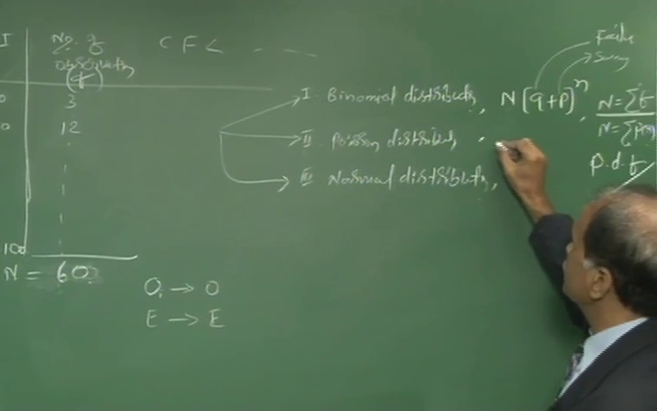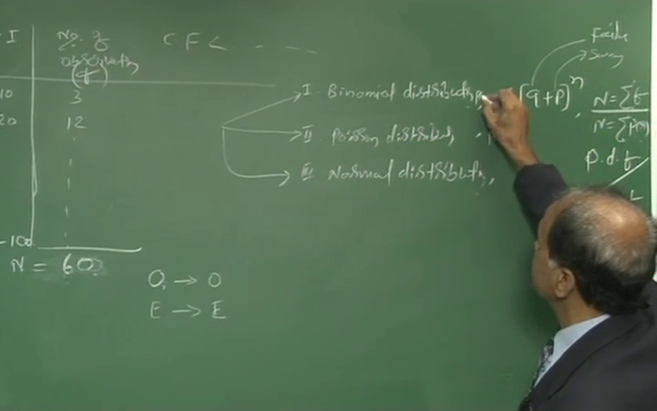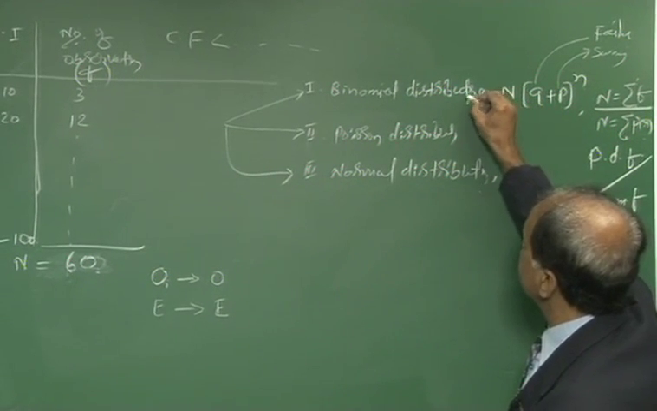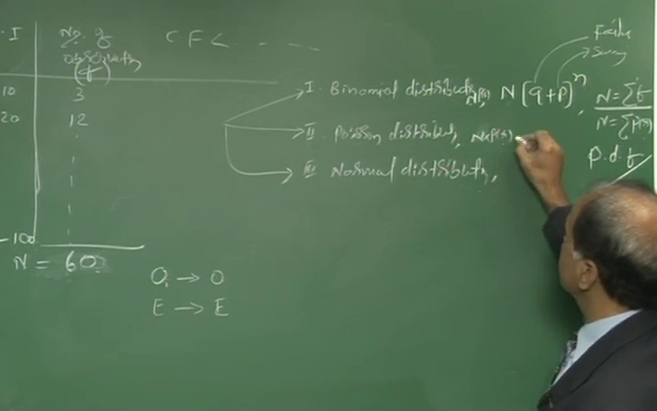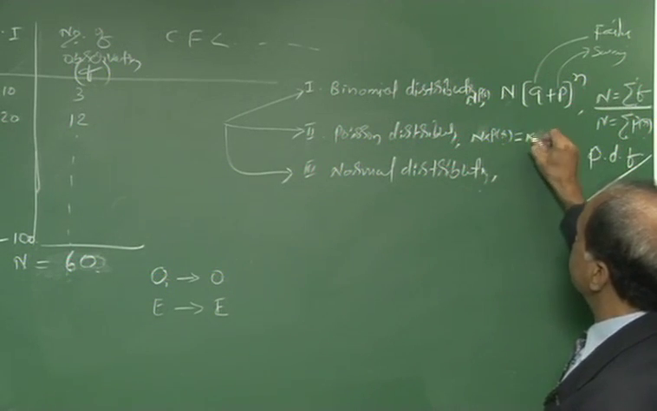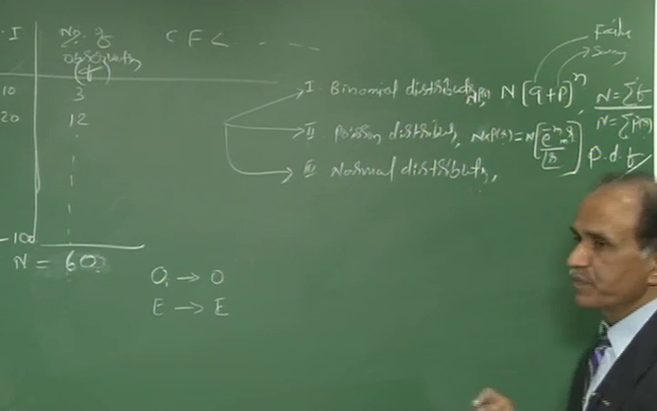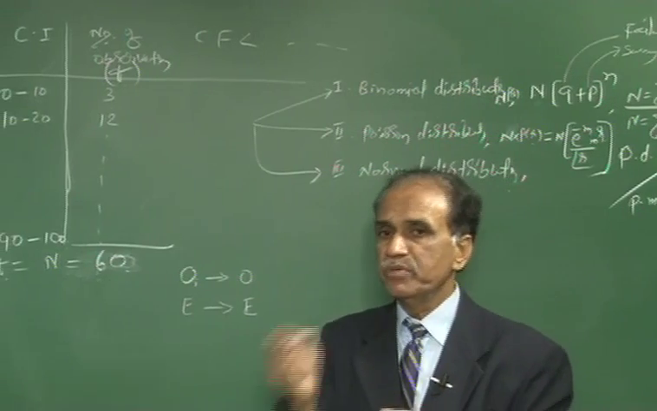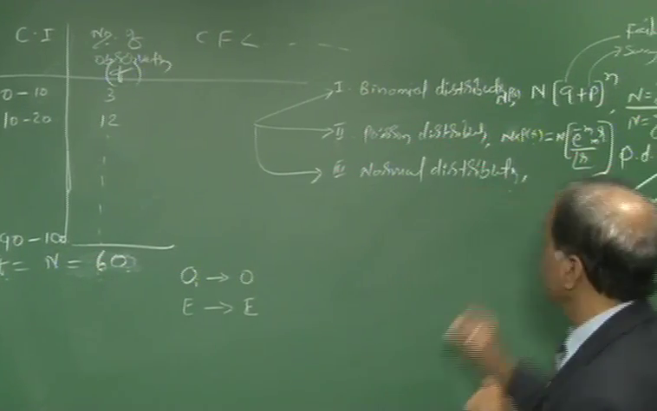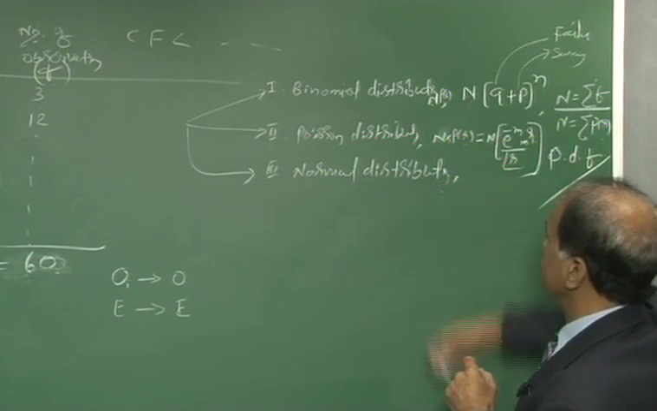So, the Poisson distribution equation, P(r), here this is also to be represented as P(r) multiplied by capital N. Here also, N into P(r) is equal to capital N into e to the power minus m, m to the power r over r factorial. This Poisson distribution equation should be multiplied by the total frequency. This binomial distribution equation should also be multiplied by the total frequency.